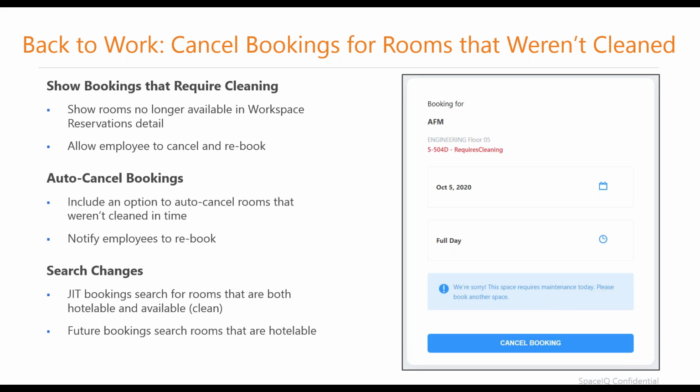Therefore there's a difference between just-in-time bookings, where you use your Workplace web app to book at the beginning of the day and the rooms you're looking at need to have the status of clean and available, and booking in the future, where it doesn't need that until you actually go in. So this means the changes in the search behavior are appropriately set.